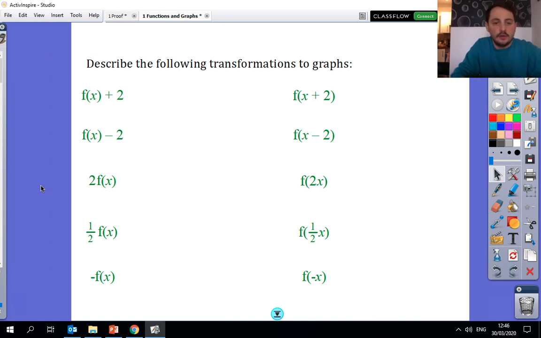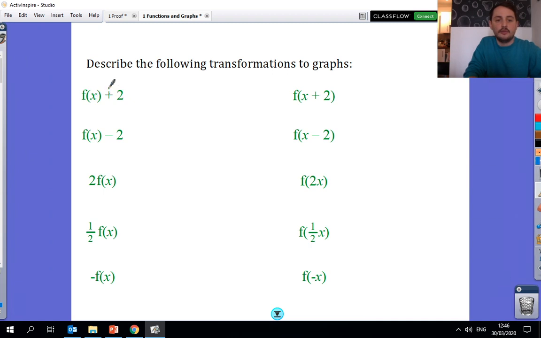What I want you to do is to try and describe the following transformations to graphs just from the original graph f of x. I want you to try and say what these different transformations here would do. So if you pause the video and then have a think about how you would do this, I'm going to start going through these after you've had a chance to answer them yourself, okay?